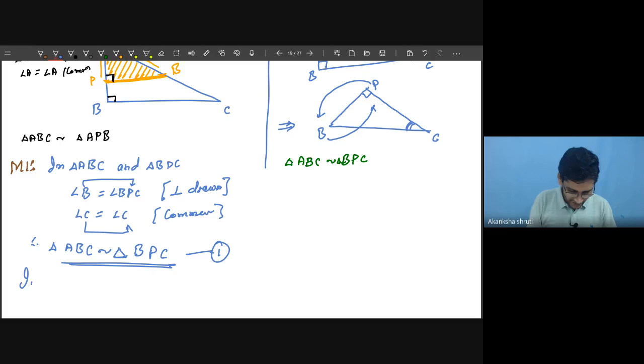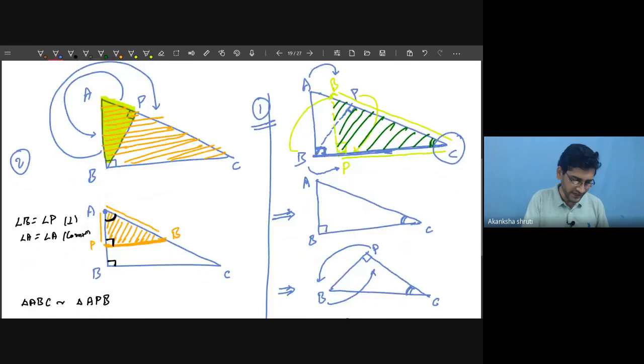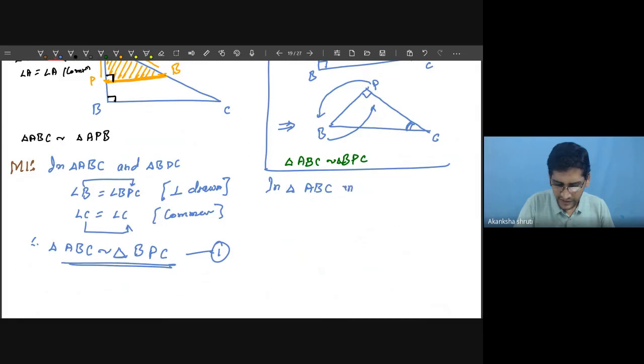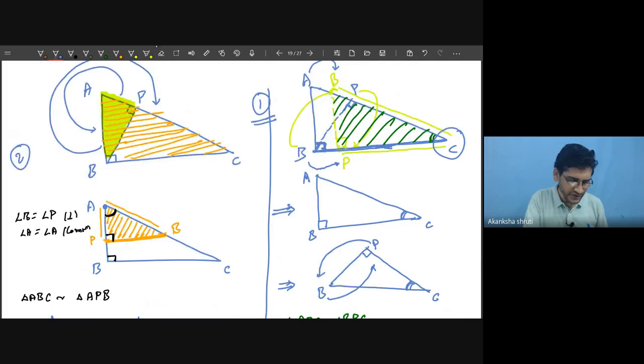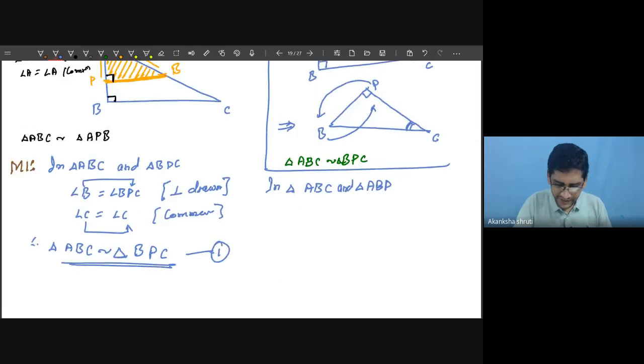Again, take the other triangle. Let me write side by side. In triangle ABC, and the second we are considering, the new triangle is ABP. These are the two triangles we are considering, and we want to equate their angles. Here we observe angle A is common. You can see this in the redrawn figure and also in the original figure. So we can write angle A is equal to angle A. Why? It is the common one.